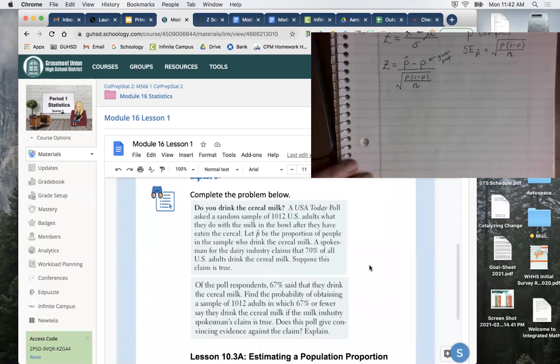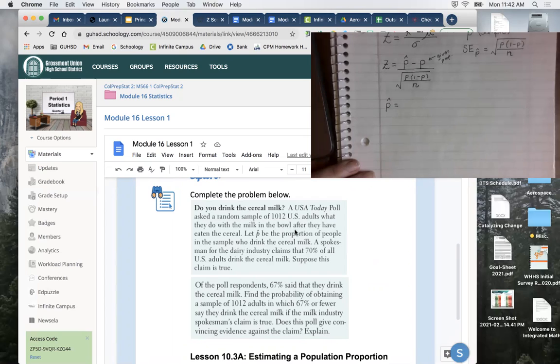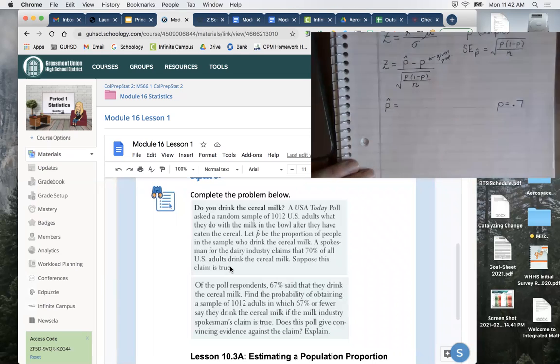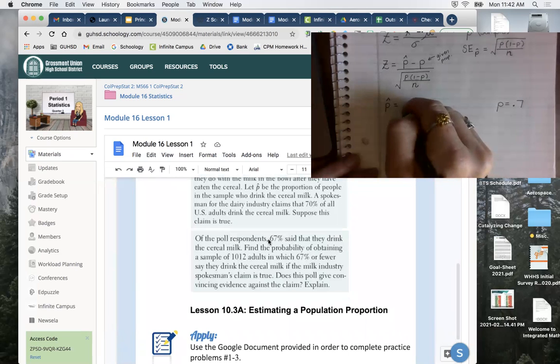It says, do you drink the cereal milk? A USA Today poll asks a random sample of 1,012 US adults what they do with their milk in the bowl after they have eaten the cereal. We're going to let p hat be the proportion of people in the sample who drink their cereal milk. Okay, a spokesman claims that 70% of all US adults, so there's our actual p value, he claims that 70%, 0.7, of people do drink their cereal milk. Well, our poll shows us that our sample proportion is actually just 67%.